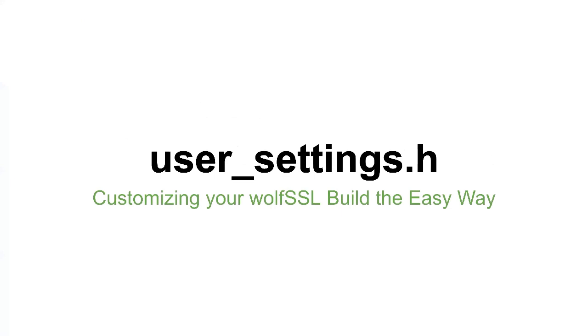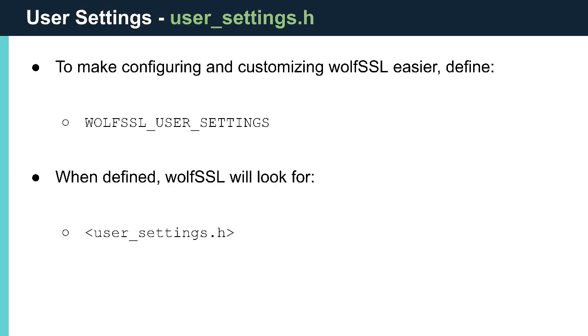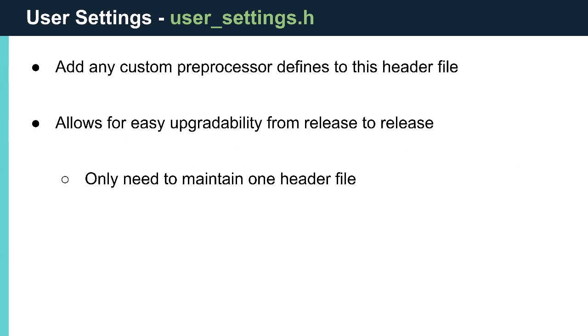So user settings, we've mentioned this a couple times. I think you guys are probably pretty familiar with how you register this, and you need to create your own custom user_settings.h file. It allows probably the easiest path to upgrading from release to release of wolfSSL that you could have, as far as only maintaining one file from release to release.